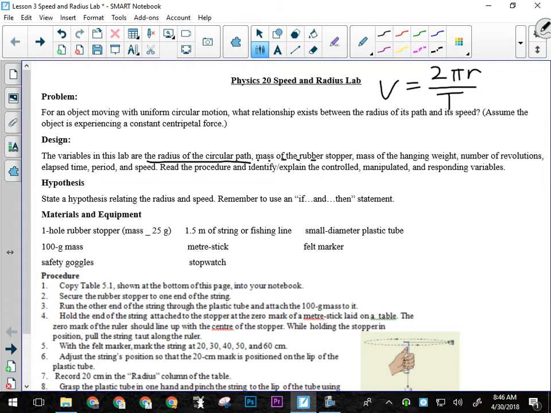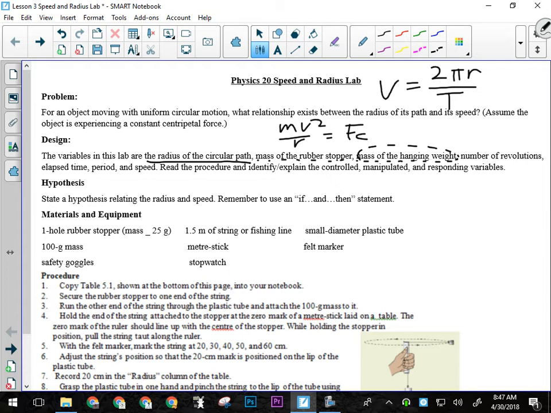The mass of the rubber stopper is also important, because we know this formula here, mv squared over r equals Fc. v is in there, so mass could affect v. R we already know could, Fc could, so all of these need to stay the same. So in this lab, the rubber stopper will remain the same throughout. Mass of the rubber stopper, mass of the hanging weight. Now, that's not the greatest way to say that. I would say the mass of the hanging weight in this situation here.